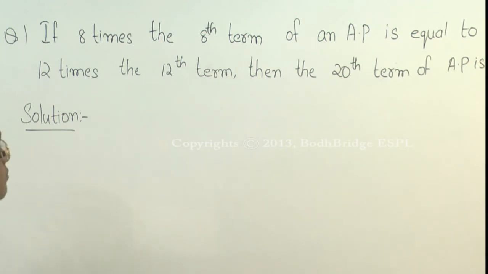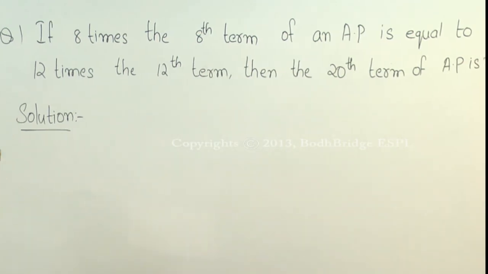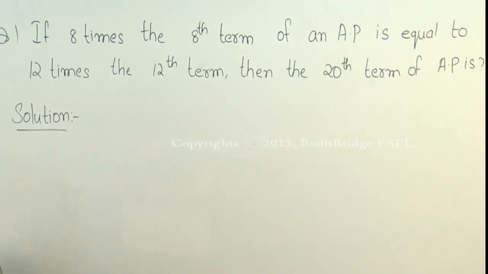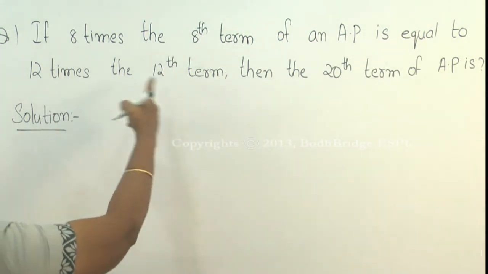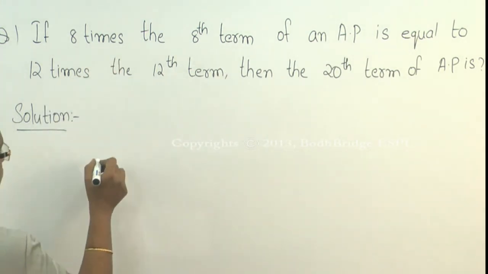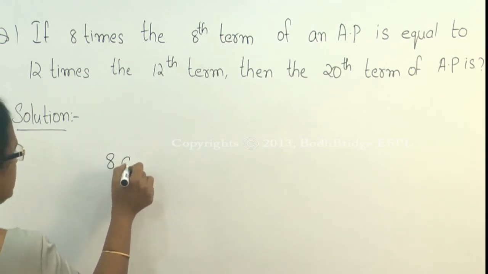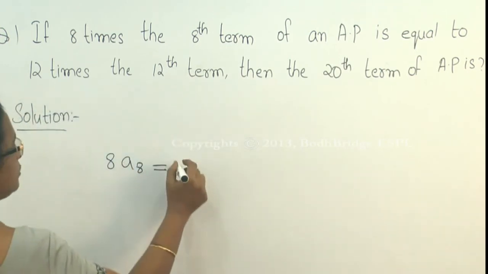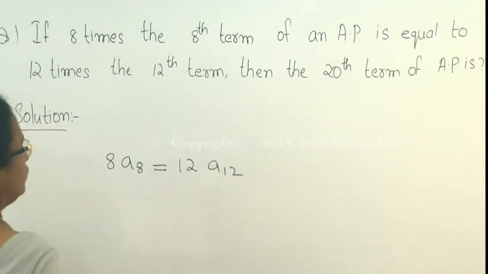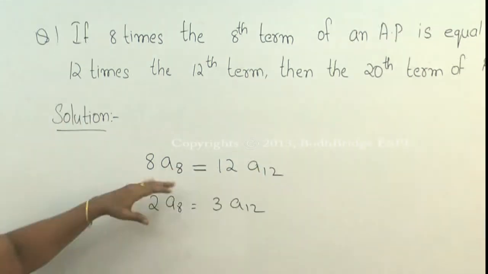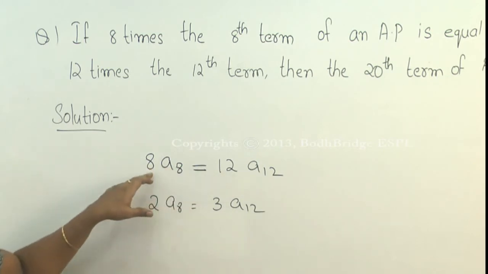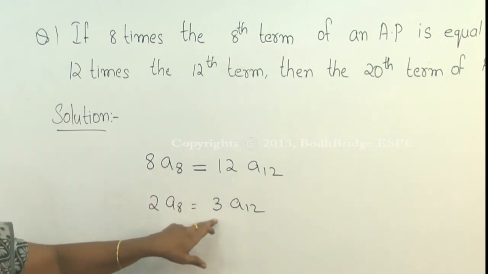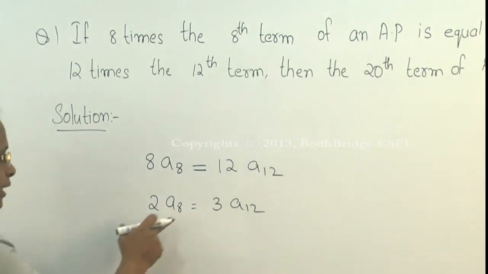Given here is: if 8 times the 8th term of an AP is equal to 12 times the 12th term, then the 20th term of the AP is what you have to find out. So we'll write the equation according to what is given here. 8 times the 8th term, A8, is equal to 12 times the 12th term. Or you can make it simple by dividing both sides by 4. So you'll get 2A8 equals 3A12. So 2 times the 8th term is equal to 3 times the 12th term.